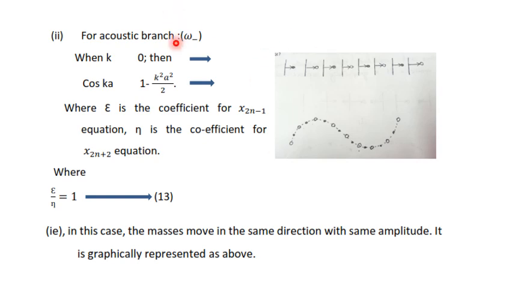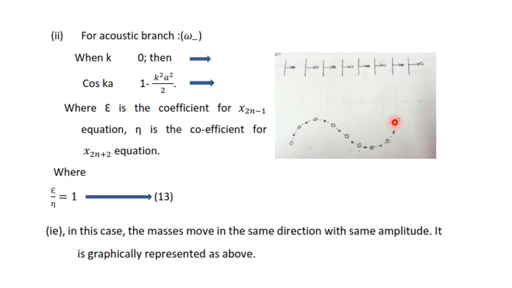For the acoustic branch, with the same relation, when k becomes 0, cos ka equals 1 minus k square by 2. These are the coefficients of x2n minus 1 and 2n plus 2. You see here, when the ratio epsilon divided by eta equals 1, then all the masses will move in the same direction. The amplitude will be, this is for capital M, small m, capital M, small m, capital M, small m. Therefore this amplitude will be a sine wave, or a half loop.